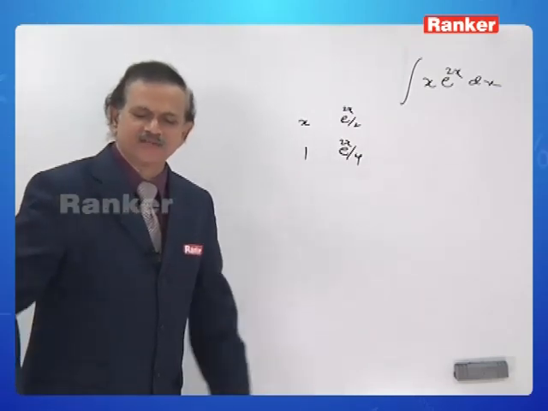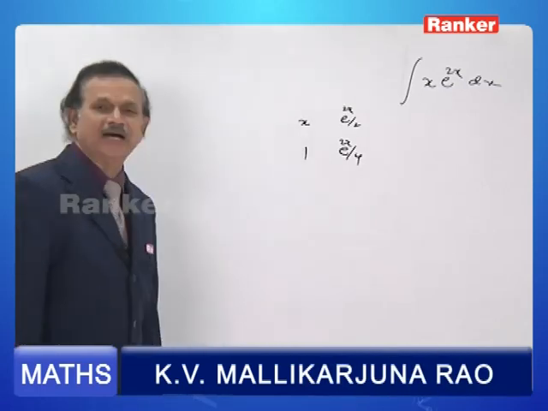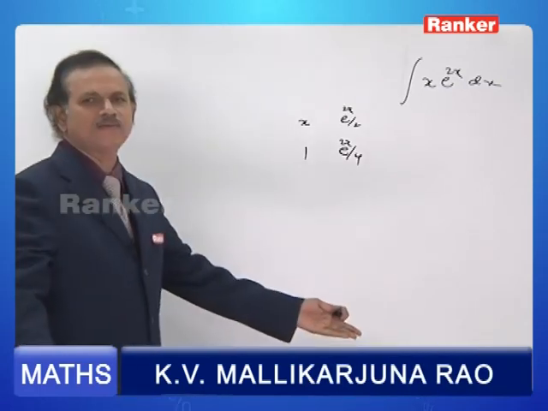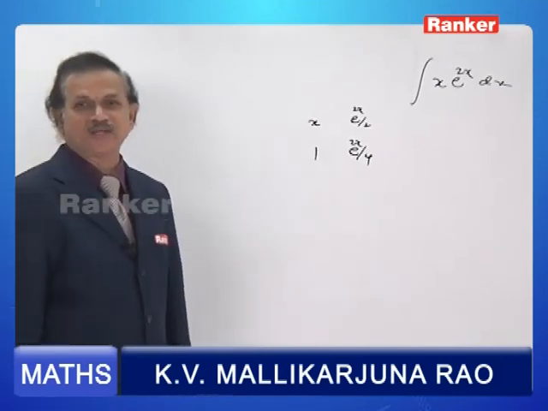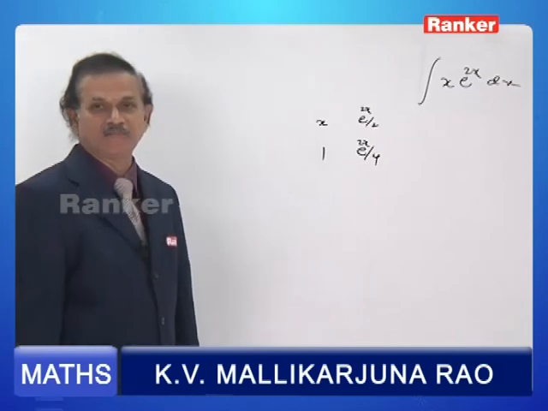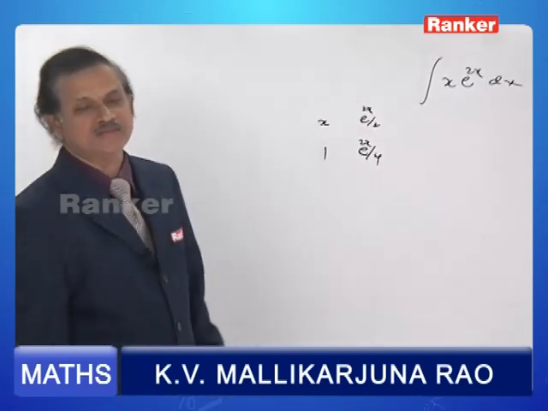You can read with your own eyes. What is the answer? X e power 2x by 2 minus e power 2x by 4 plus c. Yes, that is the easy matter we generally use by applying the chain rule of application of a product rule.